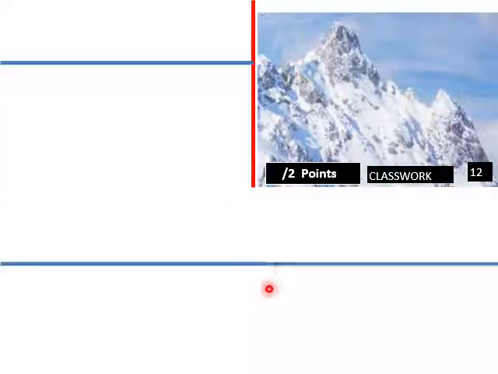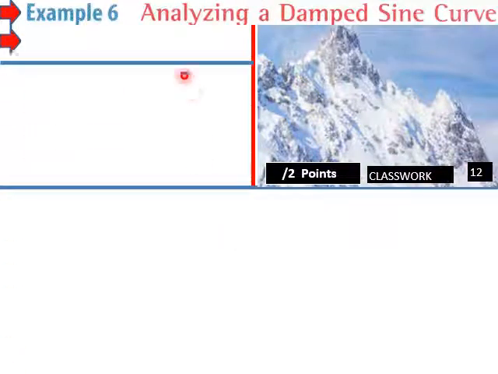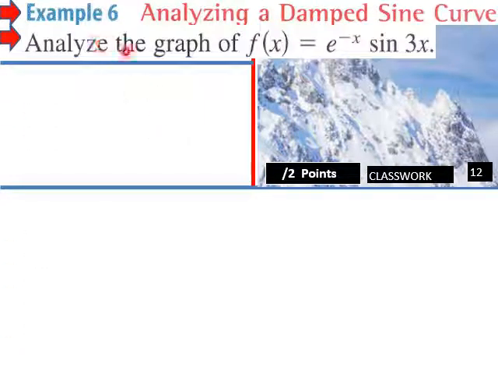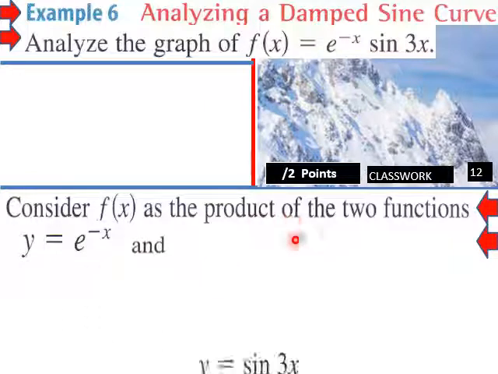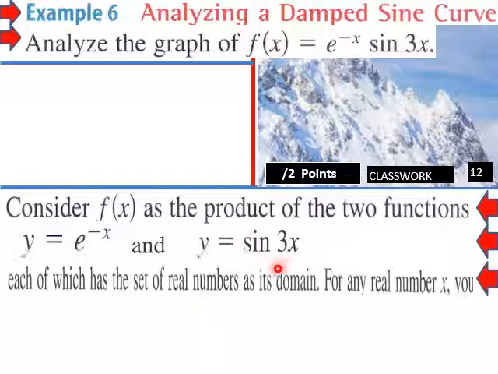So what are we going to do with that? Well, what's the whole point of that? Analyzing a damped sine curve. Analyze the graph of f of x equals e to the negative x sine 3x. So consider f of x as a product of two functions, y equals e to the negative x and y equals sine 3x, each of which has the set of real numbers as its domain.